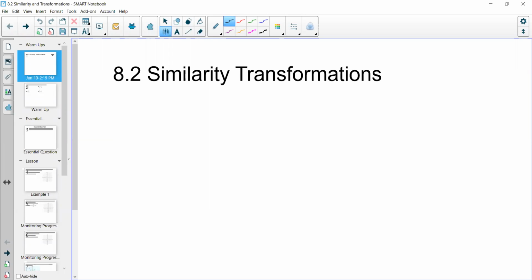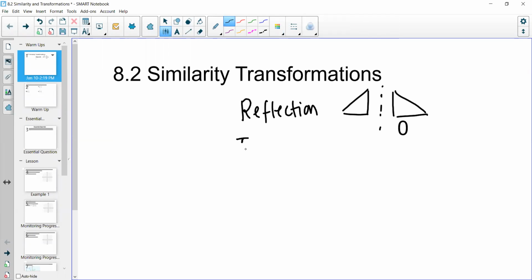Oftentimes we will see something called a reflection, which is where something is taken from one side. So say we have this triangle that looks like this, and it's reflected across a certain point and looks the same way on the other side. We have a translation, which is where we move that shape. So we'll have something like this, and it'll end up moving to here. So we take it, it's the exact same size, it's just moved.